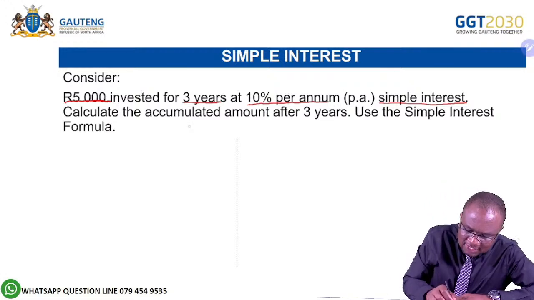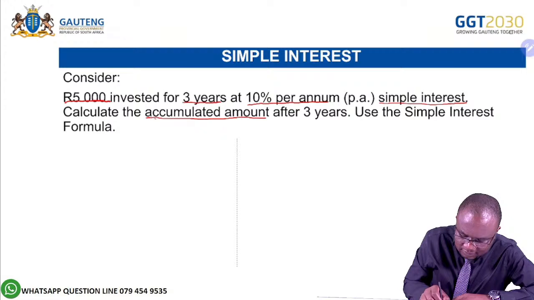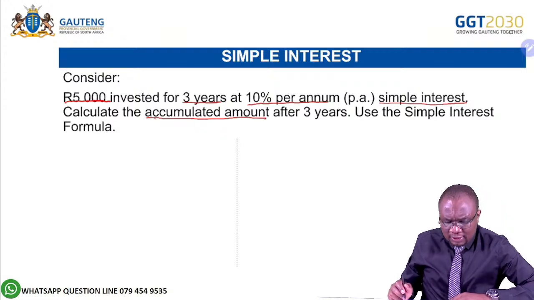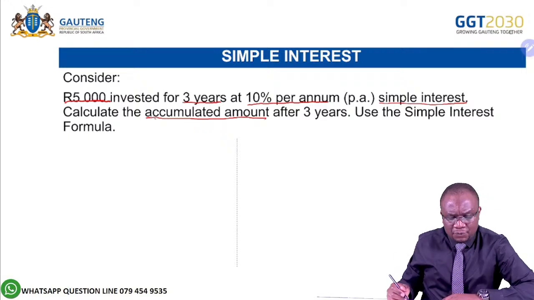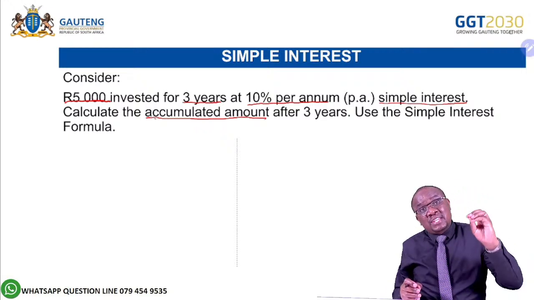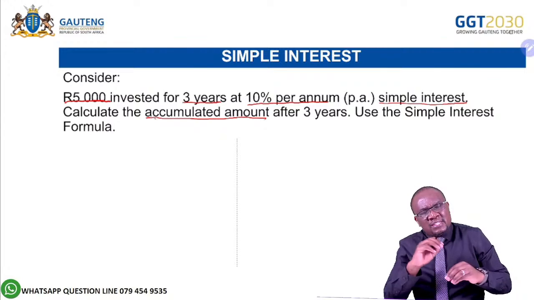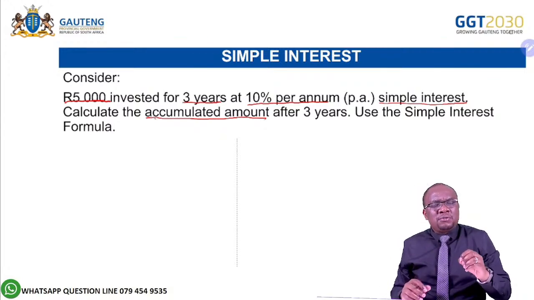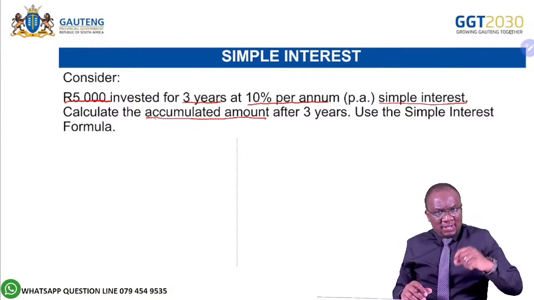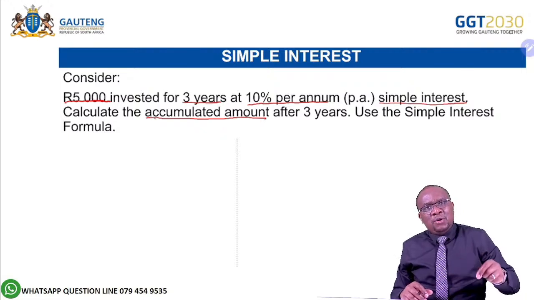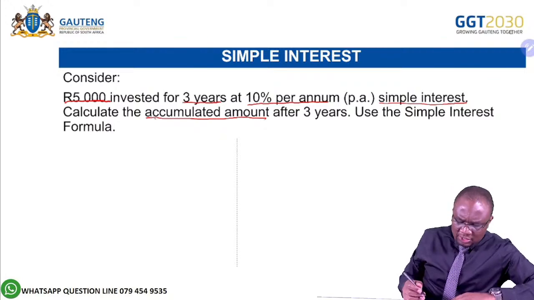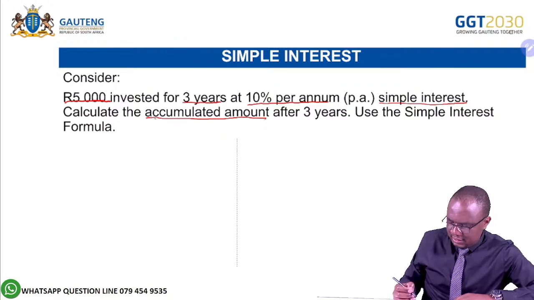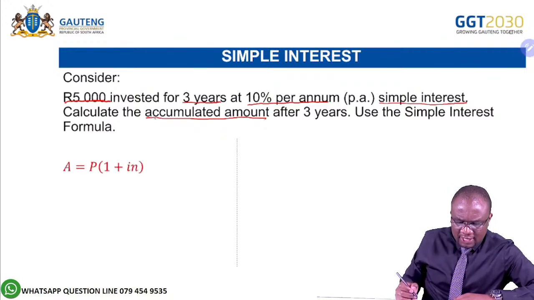Calculate the accumulated amount. What are we looking for? After 3 years, use the simple interest formula. Oh, this one is clear. This is the example we used when doing first year, second year, third year. I want to show you that the formula is going to give us the same answer, and at the same time we are learning how to find A. So write the formula for simple interest, and then look at the information.